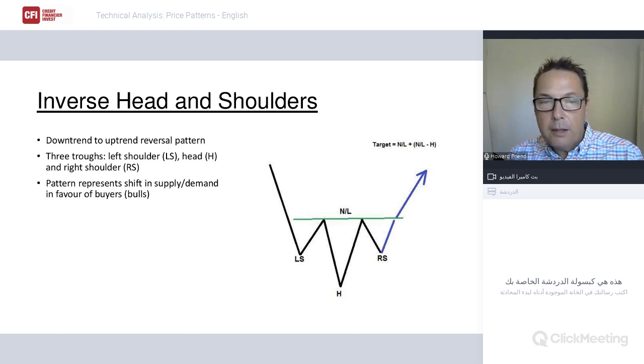And again, as all of these patterns have price projections, minimum price projections, based upon the width of the widest part of the pattern. The projection is basically the neckline minus the head, in other words, the lowest point of the pattern, projected up from the break point. So that gives you a minimum price objective for the inverted head and shoulders base pattern.